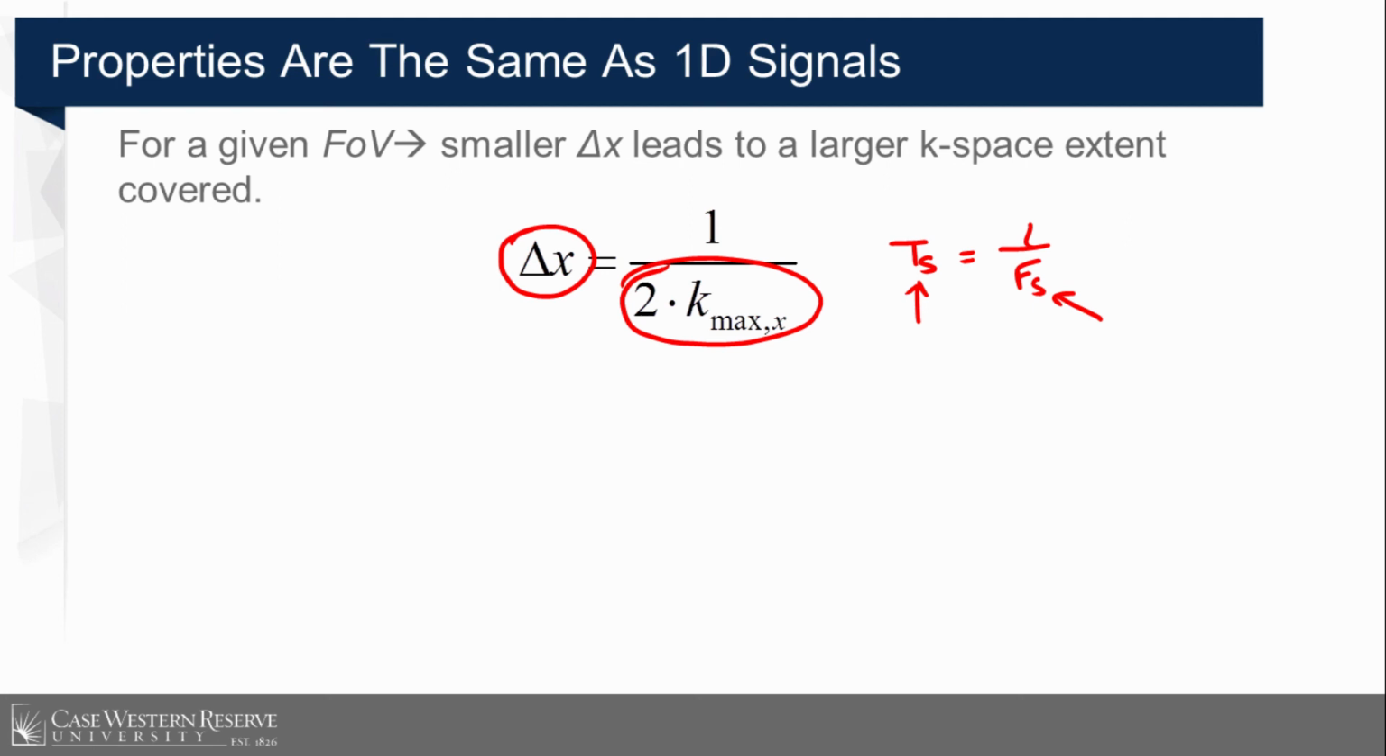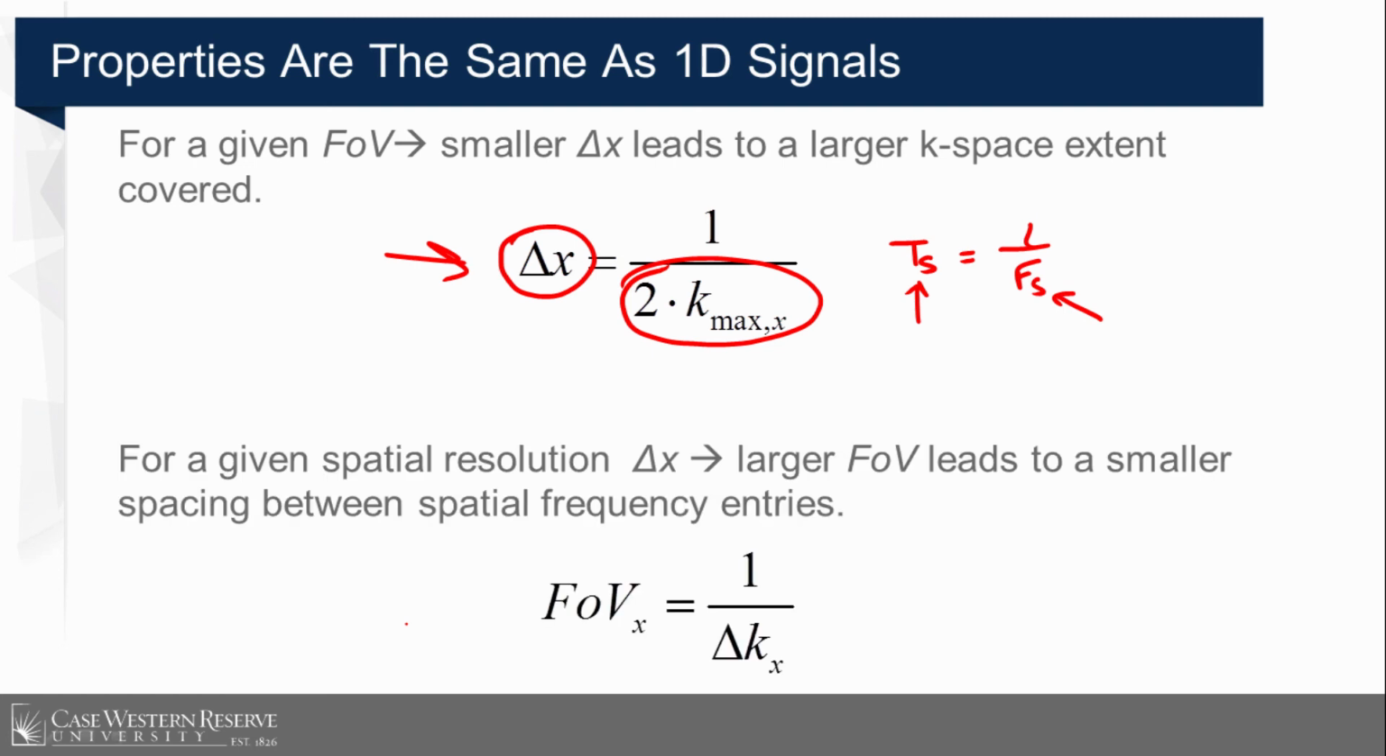And conversely, if we had a very long sampling interval, Ts, then we'd have a very short sampling frequency. And so we see that this relationship here is exactly the same as the one that we've seen before, but we just have to think about this in terms of signals in order to understand where it's coming from. Similarly, for a given spatial resolution delta x, a larger field of view will lead to a smaller spacing between our spatial frequency entries, so a higher spectral resolution. And again, we can relate this back to what we know about signals.